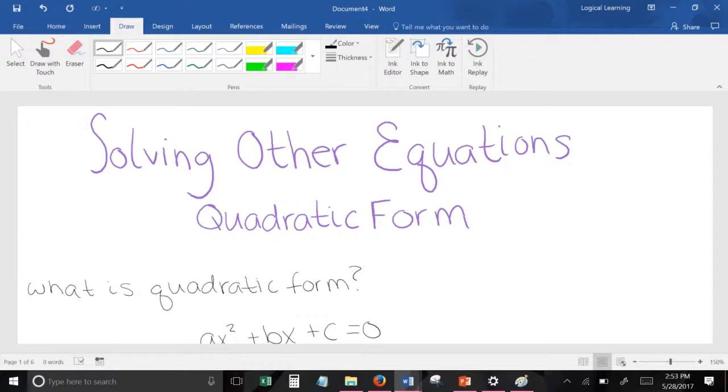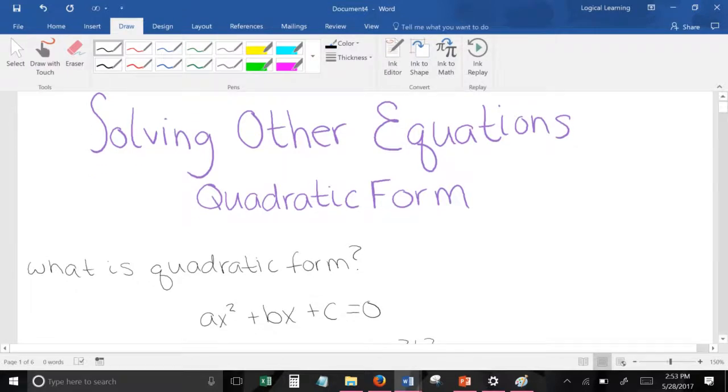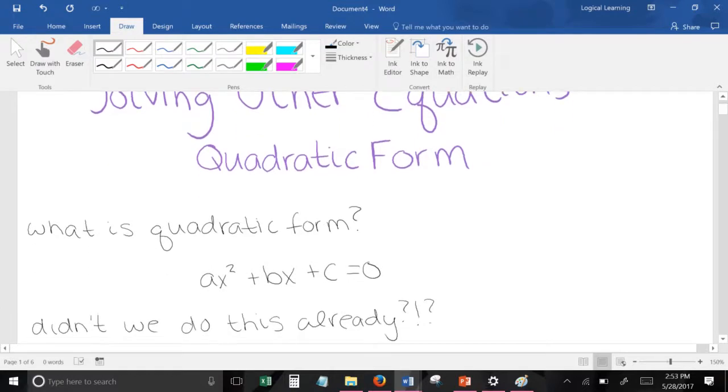Well, the first obvious question is, what is quadratic form? And we know this. It's ax squared plus bx plus c equals 0. But wait a minute. We did this already. That's just solving quadratic equations. I have a whole series on that. If you haven't checked it out, you should. But we've already done this. So if this is a new topic, we must be talking about something different.